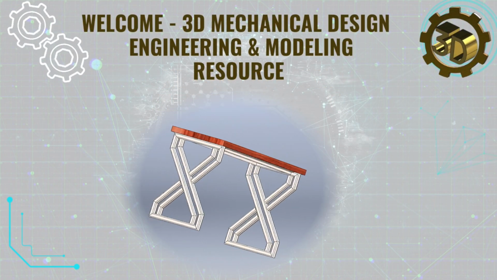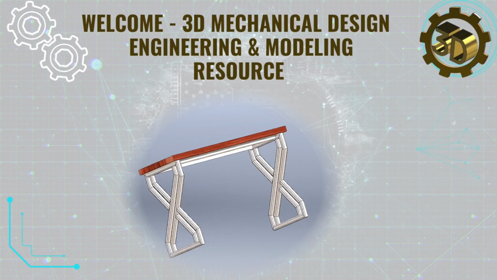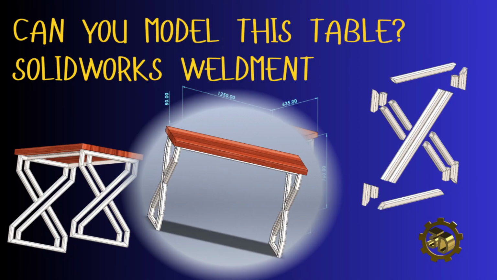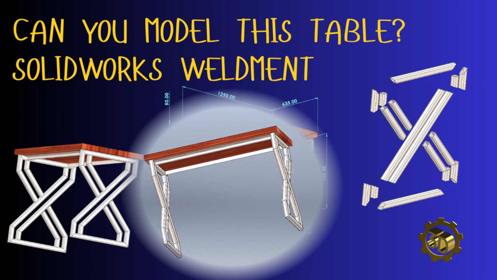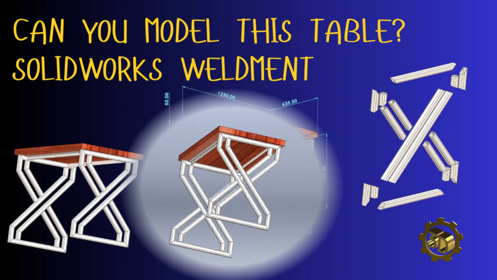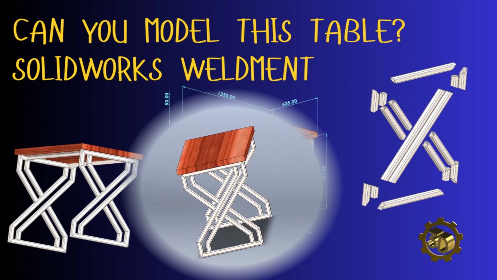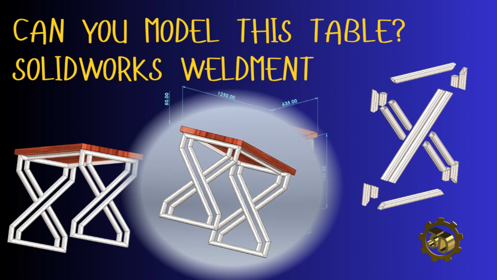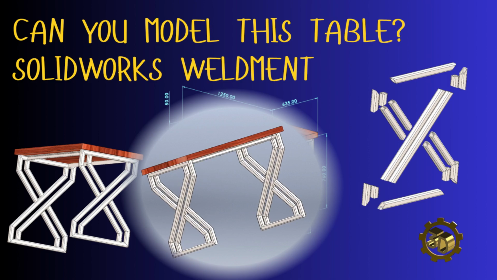In this tutorial, we'll go step by step through modeling a simple and elegant table using SolidWorks Weldments. This is a great exercise if you're learning how to work with structural members and sketch-based frames. You can download the finished 3D model from the link in the description to follow along at your own pace.